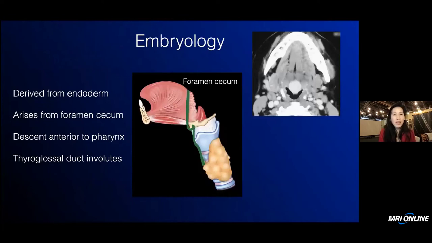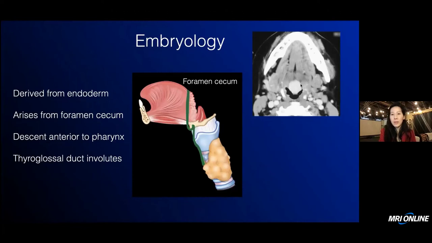Okay, moving on to embryology, which is relevant for the occasional congenital abnormalities we see related to the thyroid gland. The thyroid gland is derived from endoderm, and it arises from the back of the tongue, from the foramen cecum, which is a junction between the anterior two-thirds and the posterior two-thirds of the tongue. From this location, it descends in the neck. And in green, I've outlined the course. So it courses down between the base of the tongue and the oral tongue. It actually loops behind the hyoid bone here, and then it descends down. And the track that it follows is the thyroglossal duct, and that involutes in neonatal life in utero.